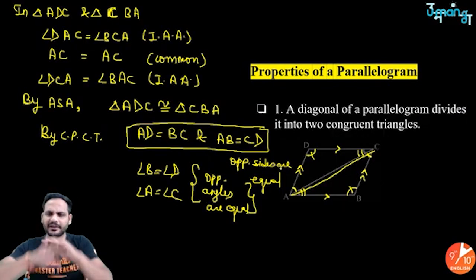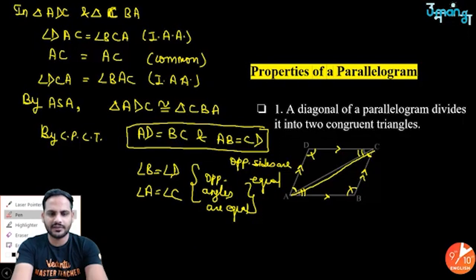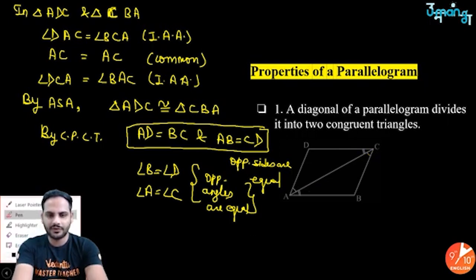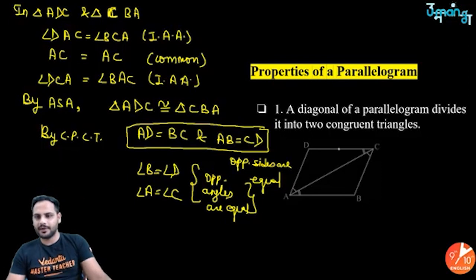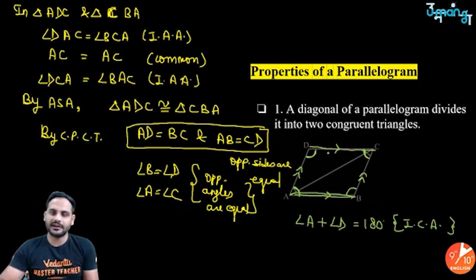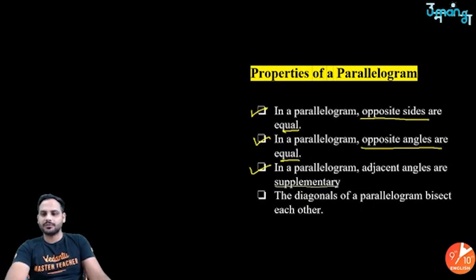Ab how do I prove adjacent angles are supplementary? It is very easy. Dekho beta, bahut easy hai. Look carefully. Yaar, I know that in a parallelogram, the opposite sides are parallel, right? So I can clearly say, sir, angle A and angle D are representing interior consecutive angles. So angle A plus angle D will be equal to 180 degrees because of interior consecutive angles. Similarly, angle B and angle C will also be 180 degrees. If I take AD and BC parallel to each other, in that case angle A and angle B will be supplementary, angle C and angle D will be supplementary. So adjacent angles are supplementary. That means their sum will be equal to 180 degrees.